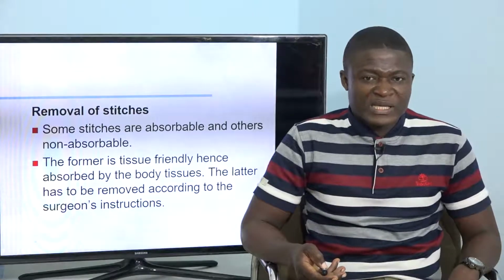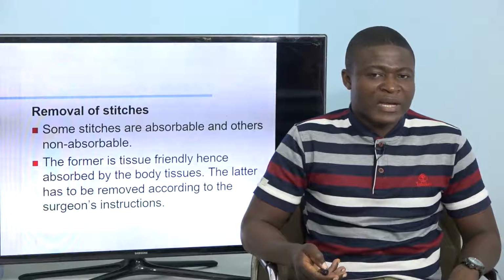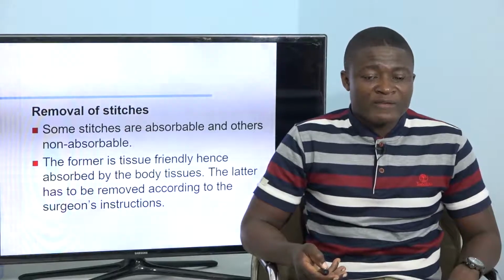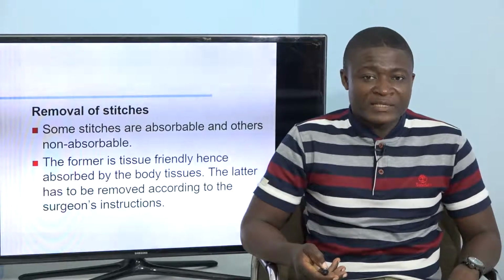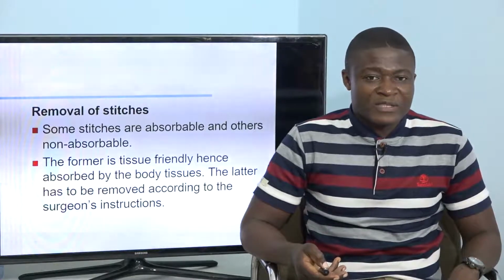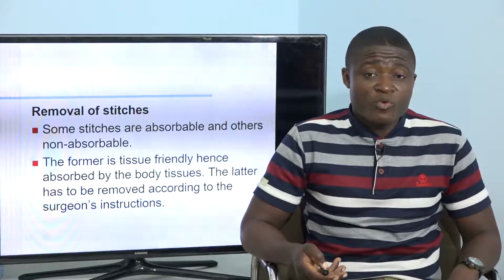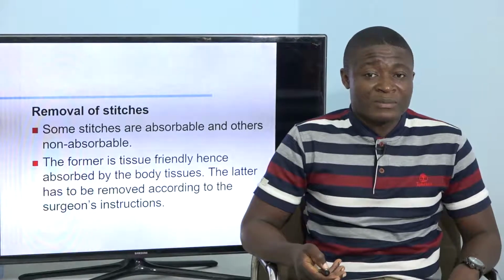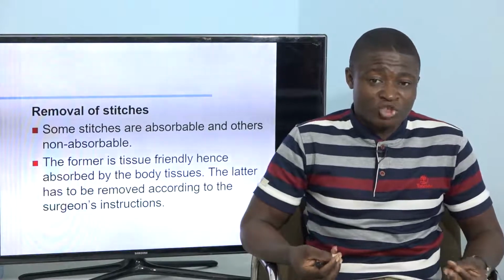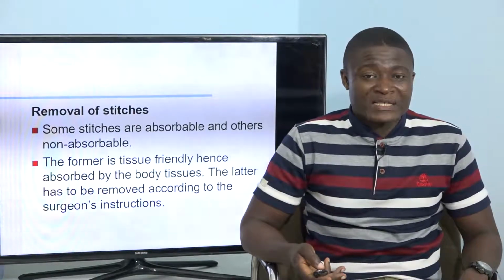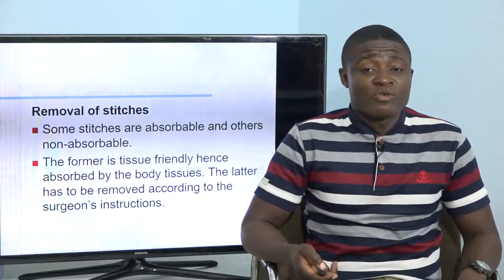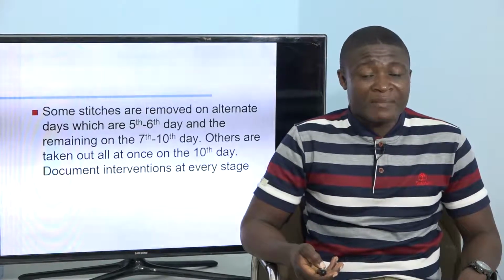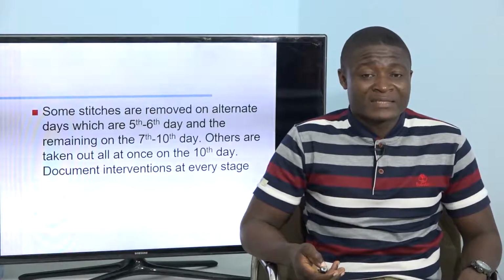Removal of stitches. Some stitches are absorbable and others are non-absorbable. The former is tissue friendly, hence absorbed by the body tissues. The latter, which is the non-absorbable, has to be removed according to the surgeon's instruction. Basically put, what I'm trying to say is that with the absorbable stitches, you don't remove them. The body tissues will absorb them. But those that are non-absorbable have to be removed after a number of days when the wound is healed.